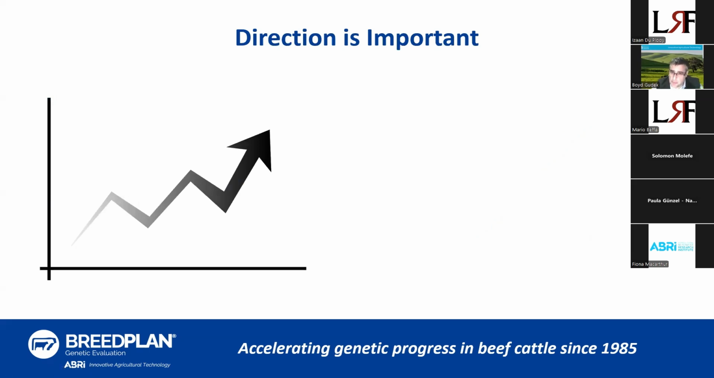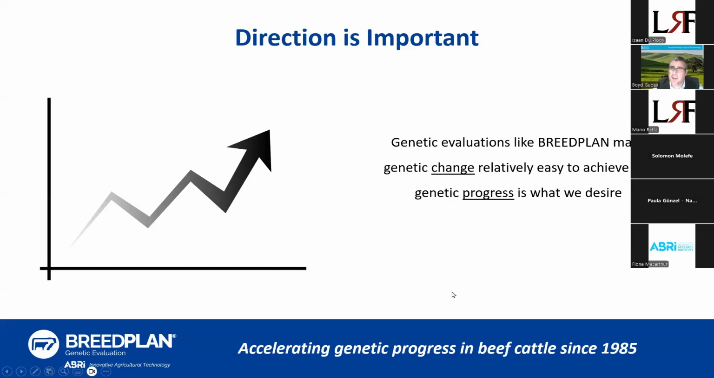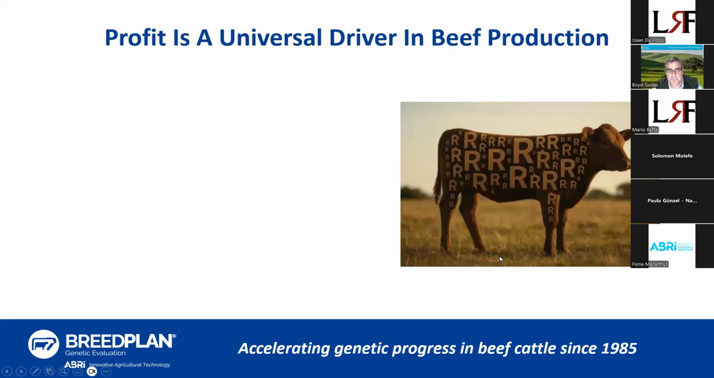And why do these things matter? Well, direction is important because a genetic evaluation like BreedPlan can make genetic change relatively easy to achieve. But genetic progress is actually what we desire. We actually want to improve things, not just change things in a random direction. So to do that, the indexes use profit because we regard that as the universal driver in beef production.